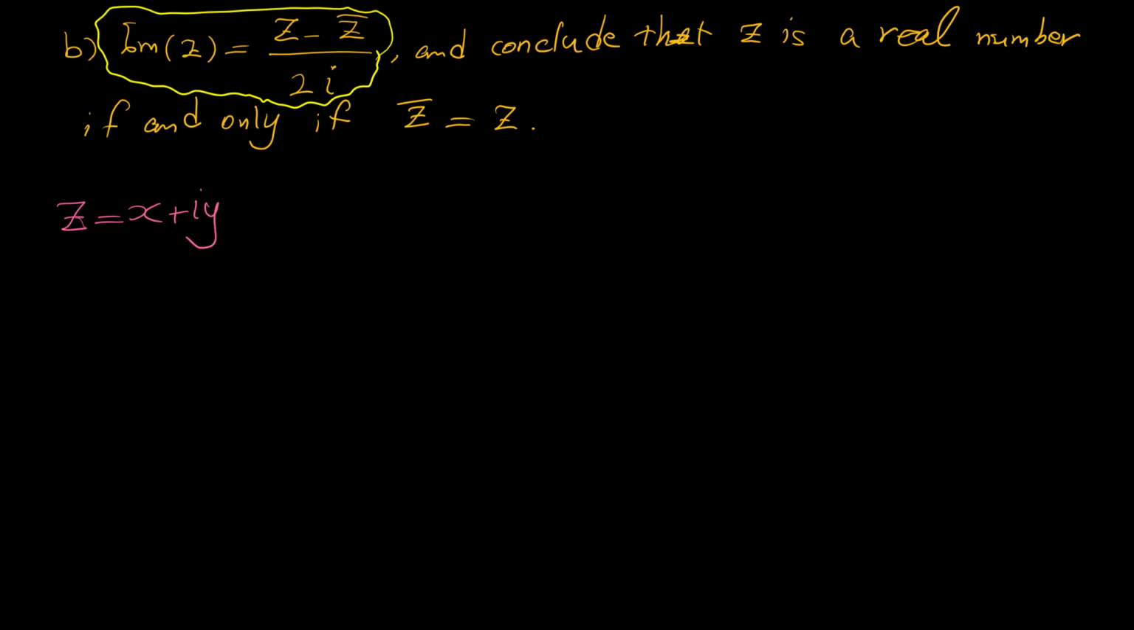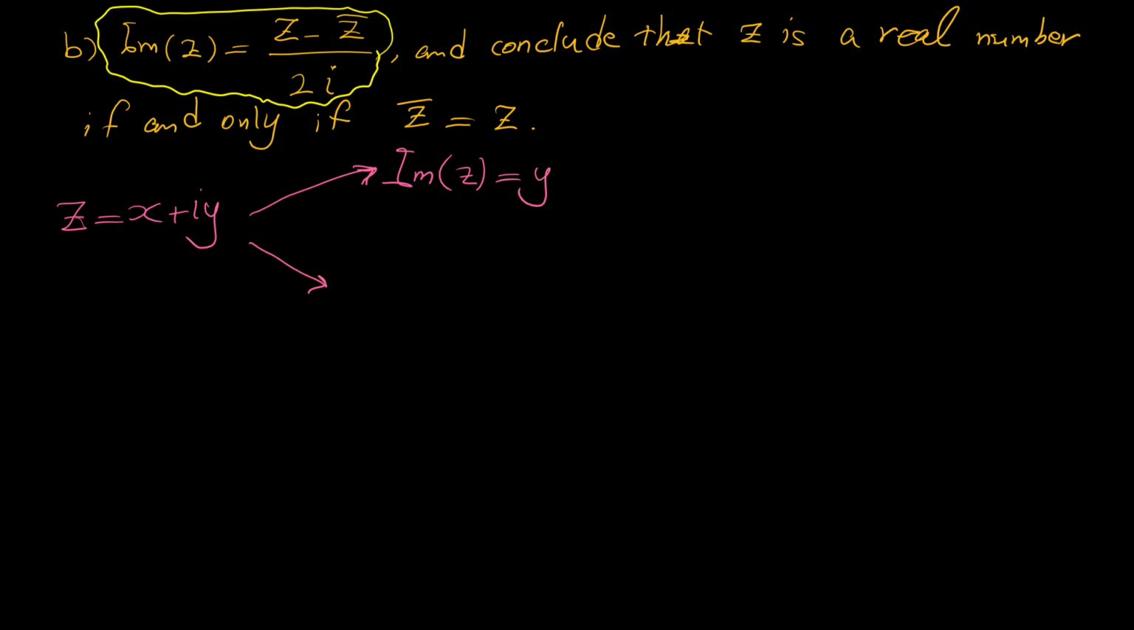If z is x plus iy, immediately we know what the real part of z is. What is the imaginary part of z? Here we want to prove the imaginary part equals that. What is the imaginary part of z? The imaginary part of this complex number is y.